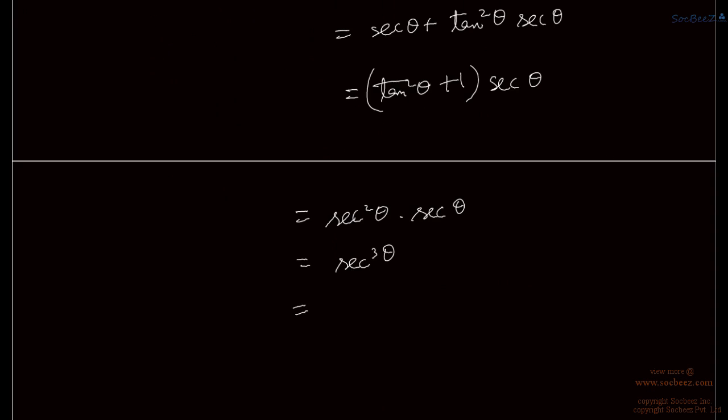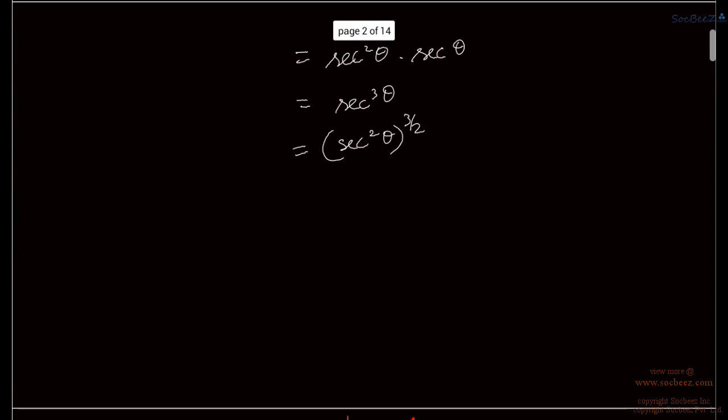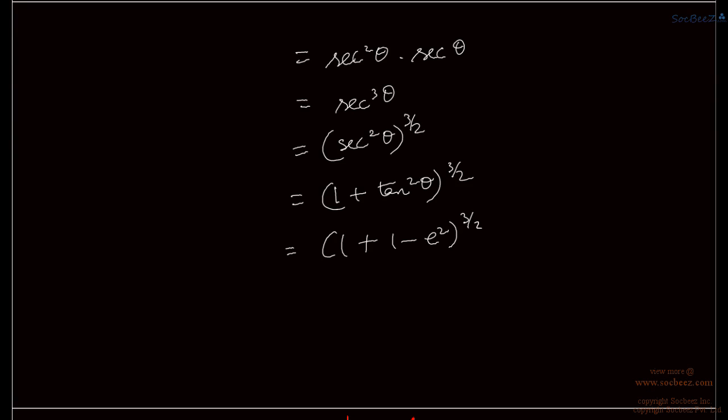Now secant square theta is 1 plus tan square theta. So actually this can further be written as secant square theta power 3 by 2, right? So this is 1 plus tan square theta, again using that same formula, power 3 by 2. Now we know that tan square theta is 1 minus e square. So this is 2 minus e square power 3 by 2. So this is the final answer.